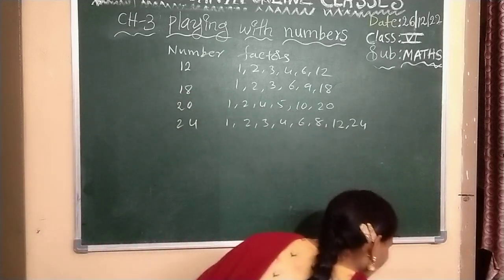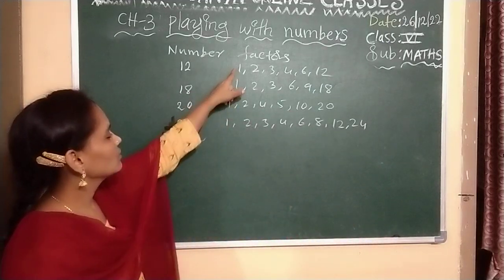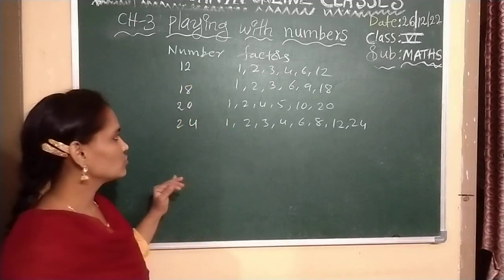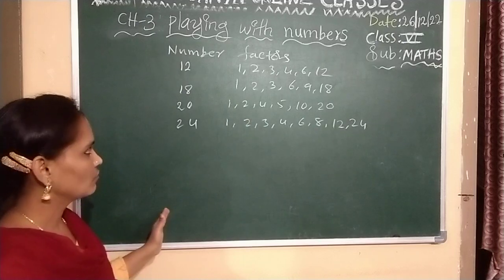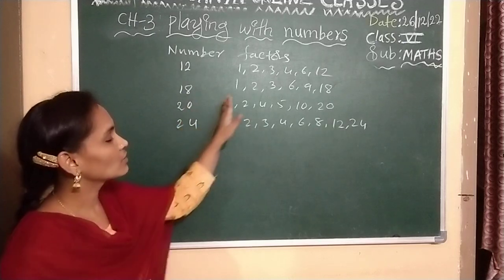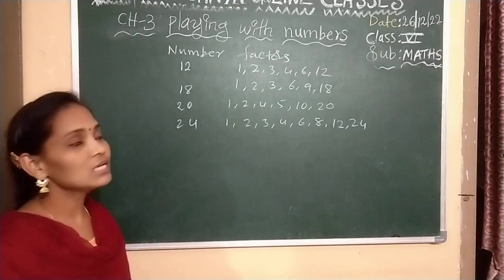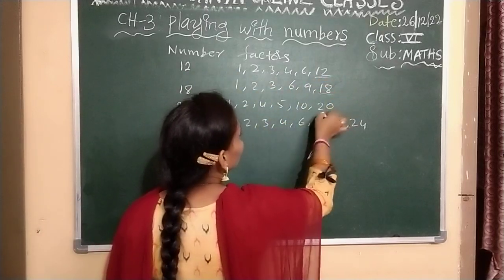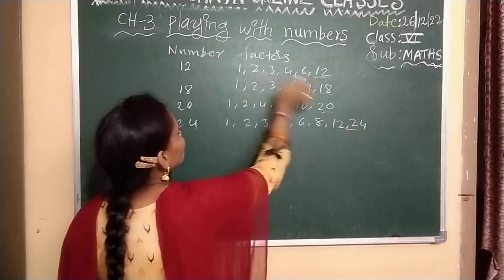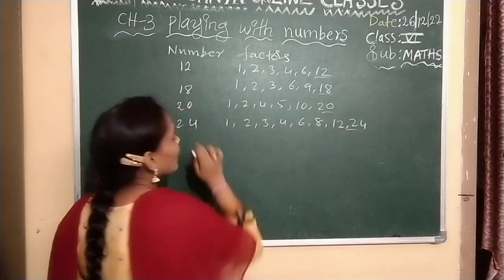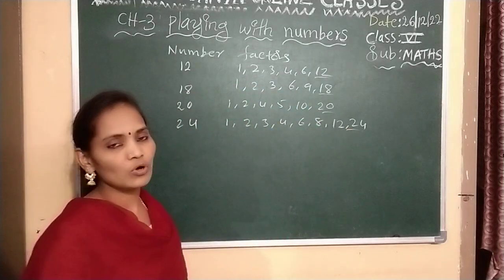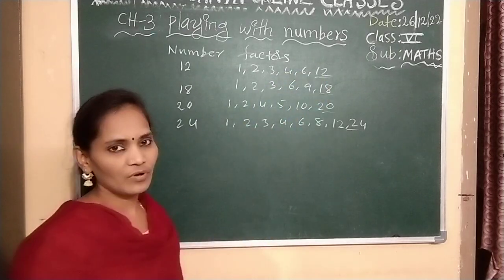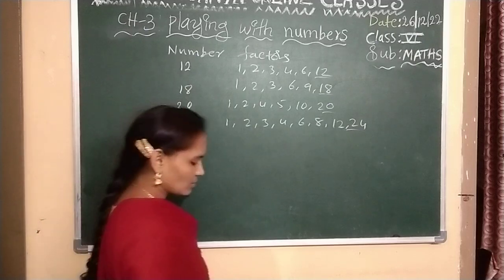What I said before: 1 is a factor of every number. Even if you write the factors, 1 will compulsorily come. So 1 is a factor of every number, and that is the least factor among the factors. Next, the number itself. See the last numbers. The number itself is a factor, and that is also the greatest factor among the factors. So that is about the factors.